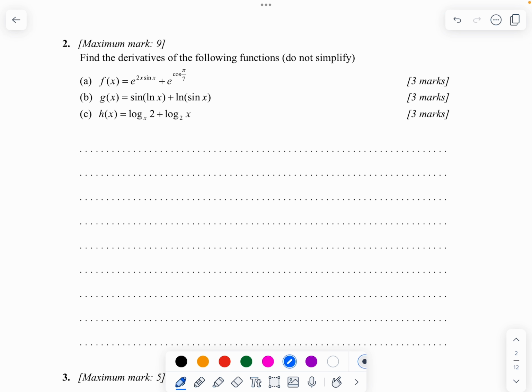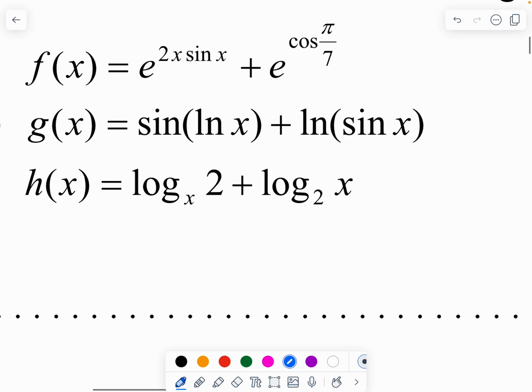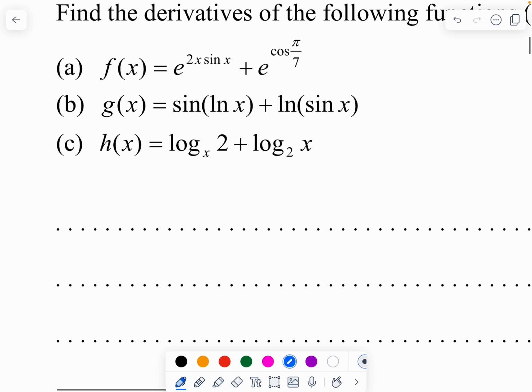Now question number 2. What's question number 2? Find the derivatives of the following. What is he asking us to find? The derivatives of the following: e power 2x sin x, and sin ln x, ln sin x, and e power cos pi upon 7.